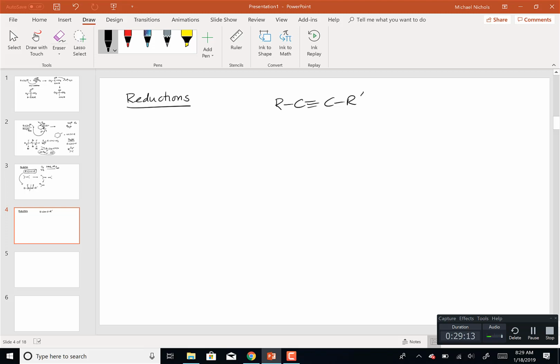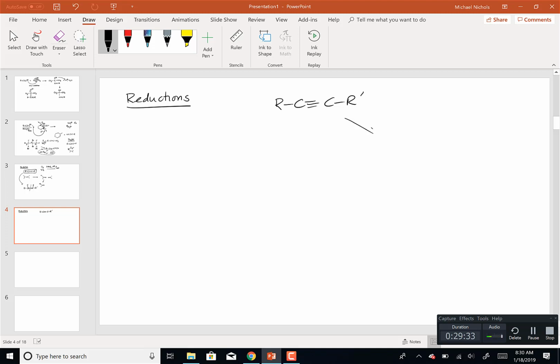So for instance, we know that we can do Markovnikov addition and we can do anti-Markovnikov addition for different reagents. So that gives us the ability to add H and OH Markovnikov and switch the positions of the H and the OH or the HBr.